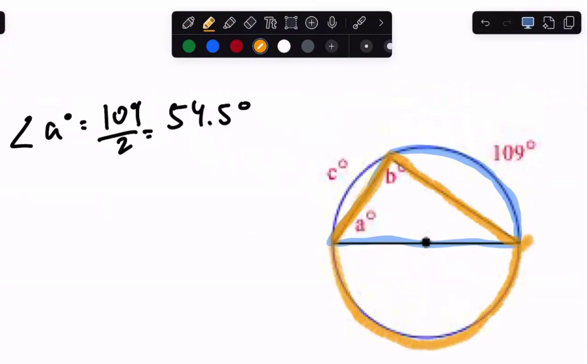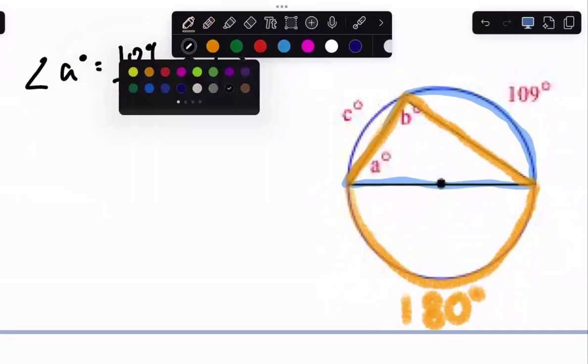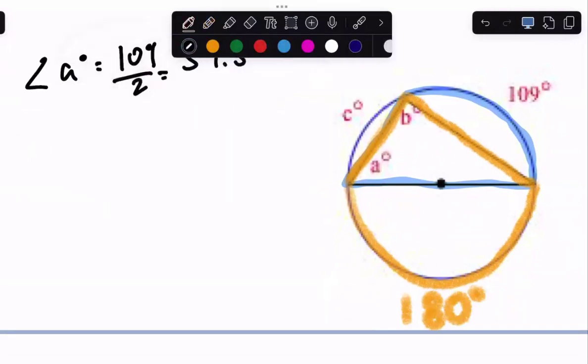Now, it doesn't tell us what the arc is, but can someone tell me what the arc would be and how you determined it? What's the arc? Jonathan, 180 degrees, how'd you get 180? Because it's a straight line. Okay, it is a straight line, but there's another reason. Half a circle is 180 degrees. Very good. It's half the circle. And how do you know it's half the circle?